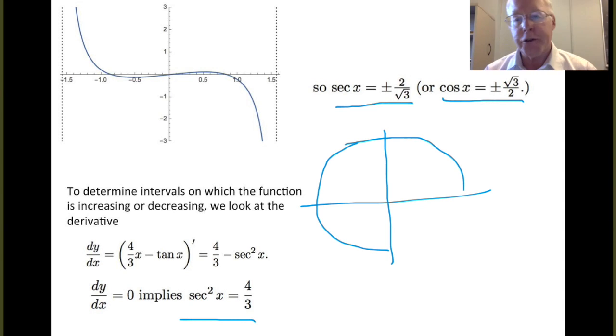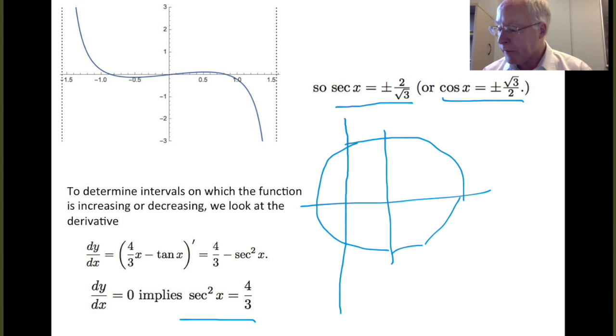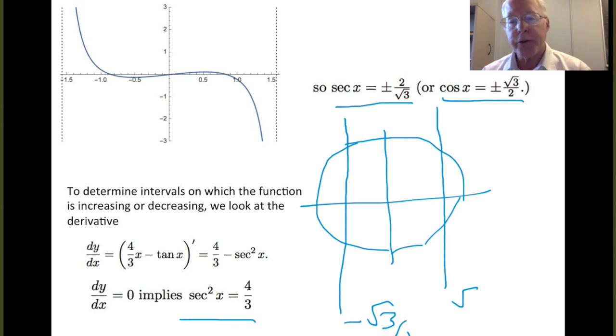And again, our knowledge that the cosine is the first coordinate of a point on the unit circle. So the first coordinate will be minus root 3 over 2 over here. Here's the minus root 3 over 2 line. Or the cosine could be root 3 over 2, and that'll correspond to a first coordinate value over here, root 3 over 2.